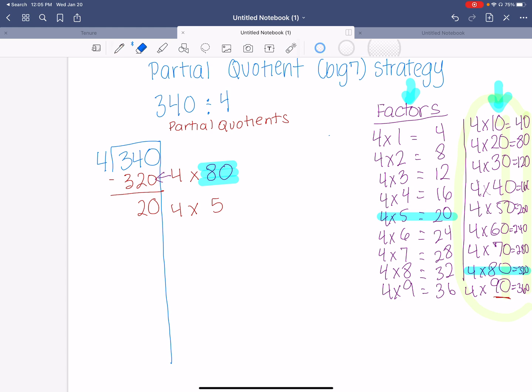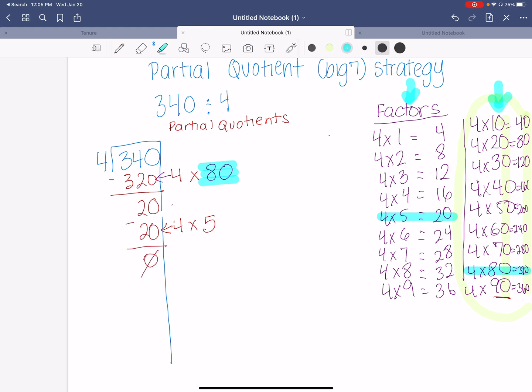And oops, you know what? Let me write it a little lower so you can see. Oh my goodness. Not 4 times 20, 4 times 5. And that's going to give me 20. And I'm left with a 0 remainder.